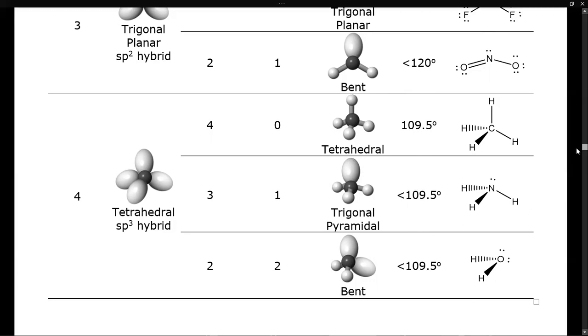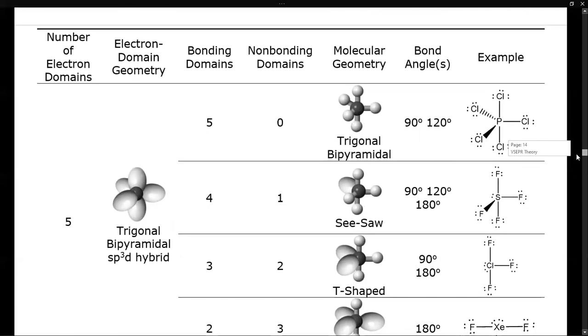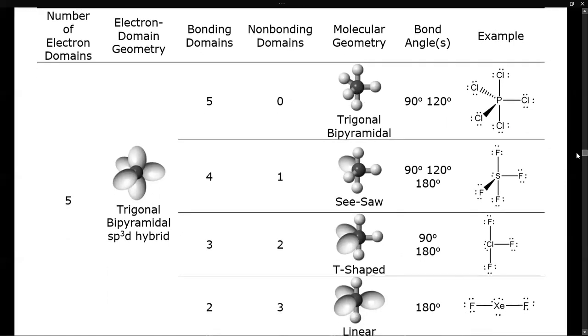What about ones that disobey the octet rule? You've got 5 total groups. Then we're talking about trigonal bipyramidal. And so you've got one group that is above and below, and then you've got a triangle plane in the middle. 5 and 0 is just plain old trigonal bipyramidal, and you've got 90 and 120. You've got 120s around the center triangle, and then 90 from top to the middle.